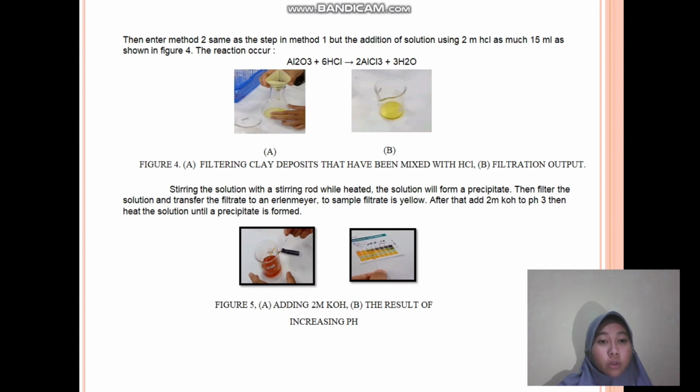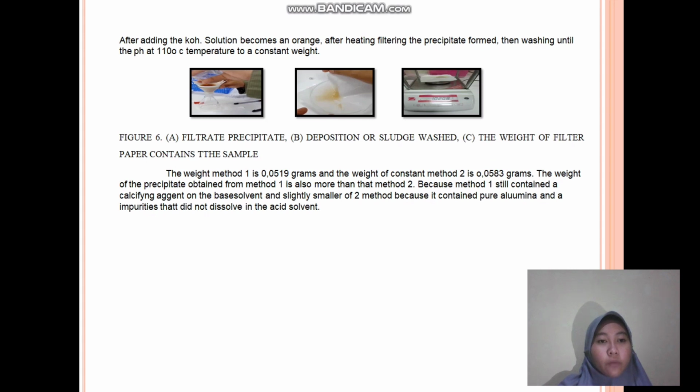Then method 2. The steps are the same as in method 1, but the addition of solution is HCl as much as 15 ml, as in Figure 4. Stirring the solution with a stirring rod will help the solution form a precipitate. Filter the solution and transfer the filtrate to a beaker. The sample filtrate is yellow. After adding the KOH, the solution becomes an orange filtrate, helping the filtering of the precipitate formed, then washing until the pH is neutral.